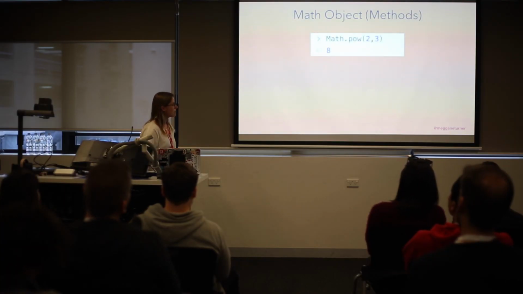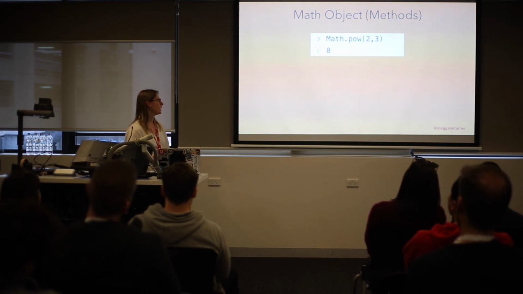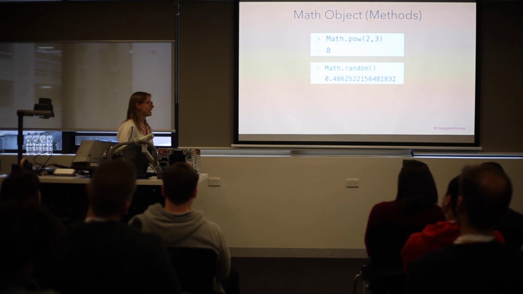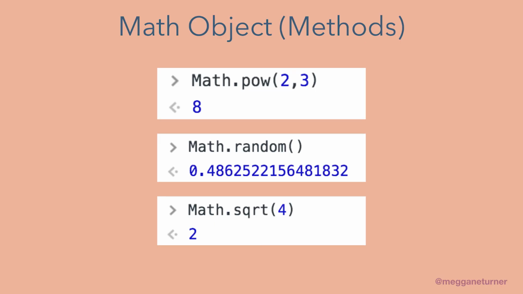We also have Math.pow, so that will return 2 to the power of 3, so the first argument to the power of the second argument, which is 8 in this case. We have Math.random, which will return a random value between 0 and 1. And we have Math.sqrt, which will return the square root of whatever value you pass in.